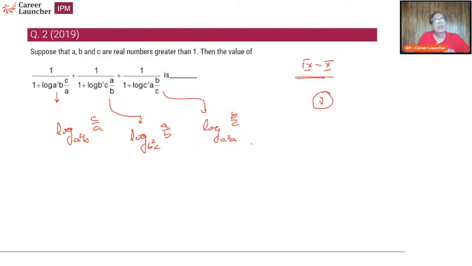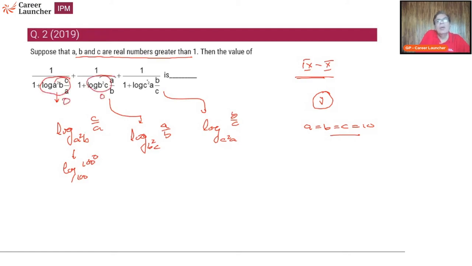Right? Now, in these kind of questions, my Jugaad technique is very simple. The question says a, b, c are real numbers greater than 1. Let me take a equal to b equal to c equal to 10. I have satisfied the condition. So what does this become? This becomes log of base 100 of 10 by 10, which is 1. 1 is nothing but 100 to power 0. So what is this? This is nothing but 0. Similarly, this will be 0 and this will be 0.